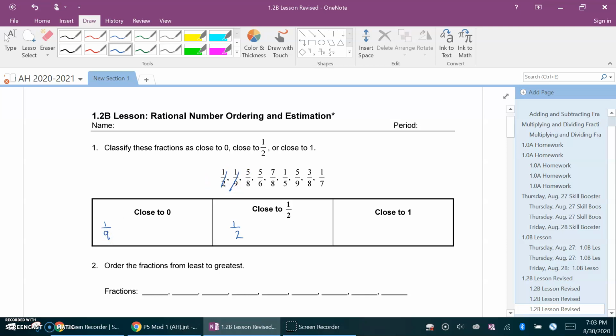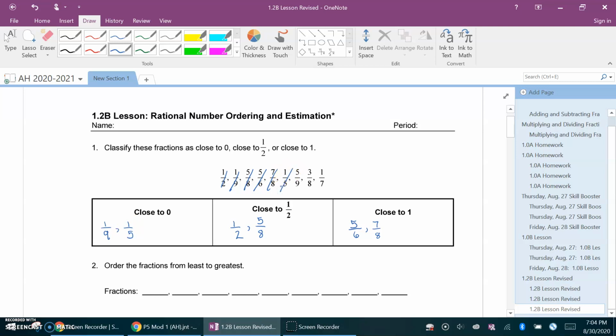5/8 can be a little bit trickier, but if we think about 1/2 of 8, that's 4, and that's pretty close, so we're going to keep our 5/8 here. 5/6 we know is pretty close to a whole, and same with 7/8. I do like to cross them out just to make sure I've taken care of all of them. Then we have our 1/5.